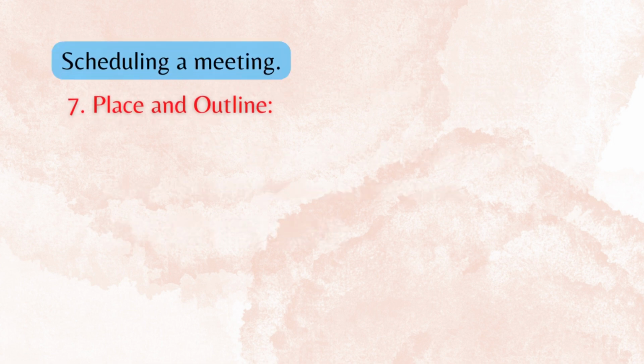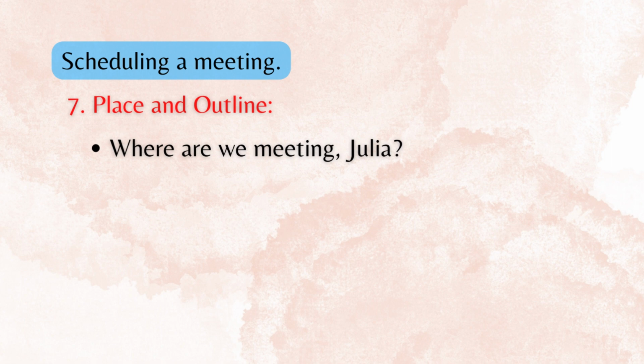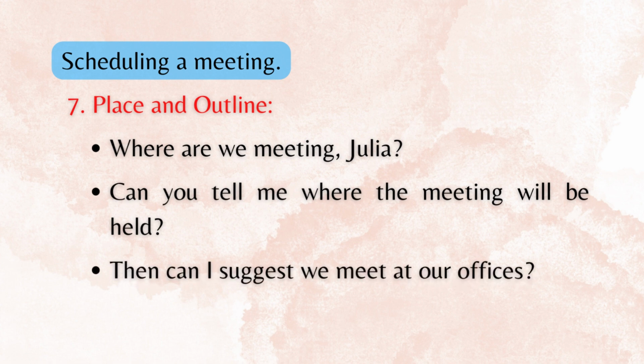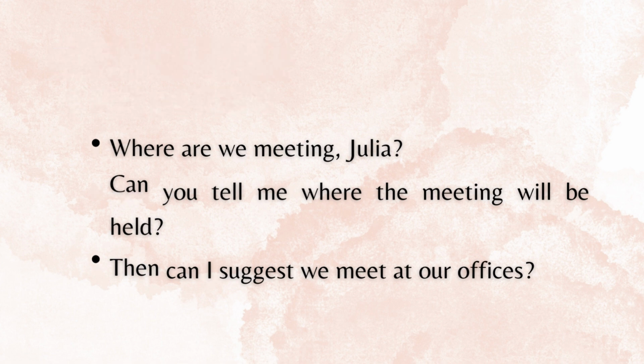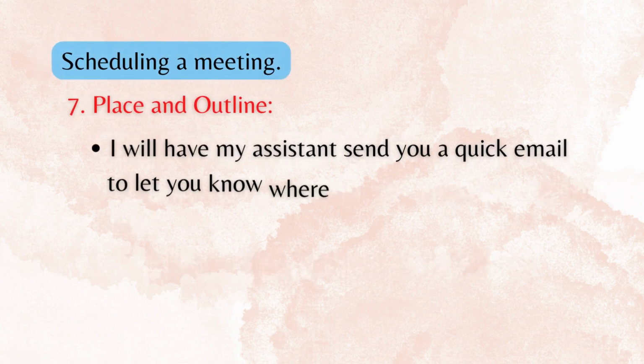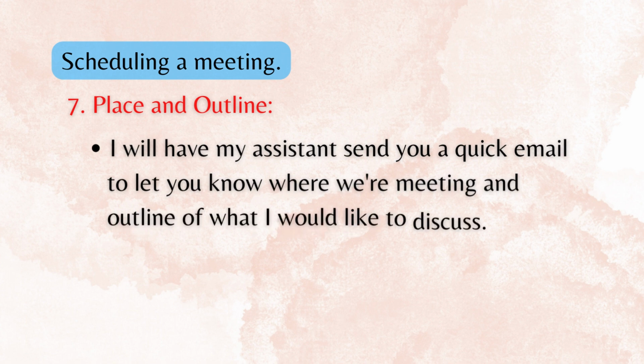7. Place an outline. Where are we meeting, Julia? Can you tell me where the meeting will be held? Then, can I suggest we meet at our offices? I will have my assistant send you a quick email to let you know where we're meeting and outline what I would like to discuss.